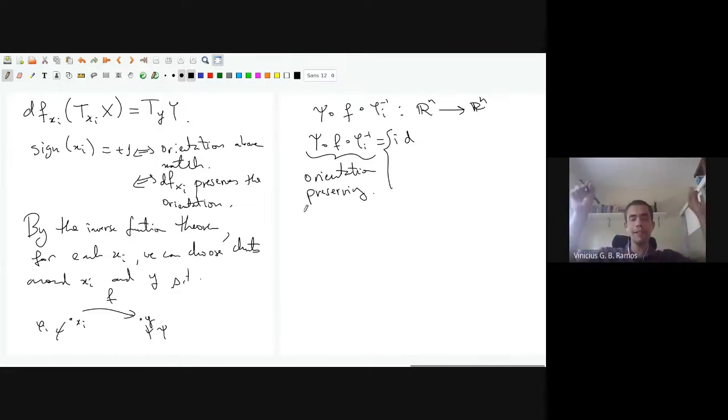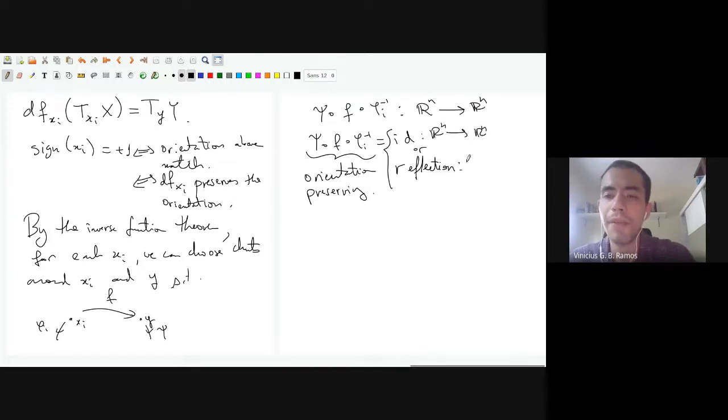So if I want the orientation to be preserved, then I can always make it either the identity or a fixed map that has degree with sign -1. That's orientation reversing, for example a reflection. So either this one or this one.